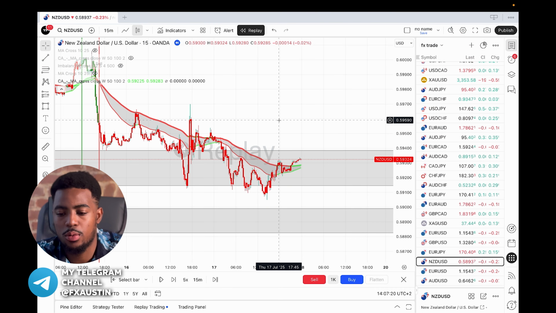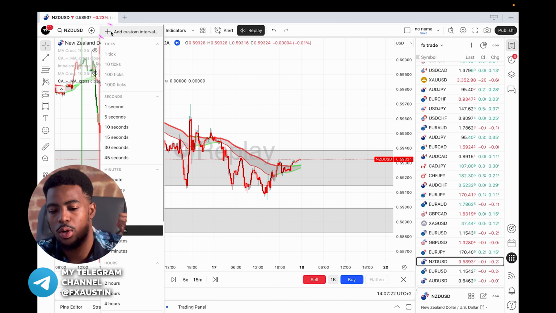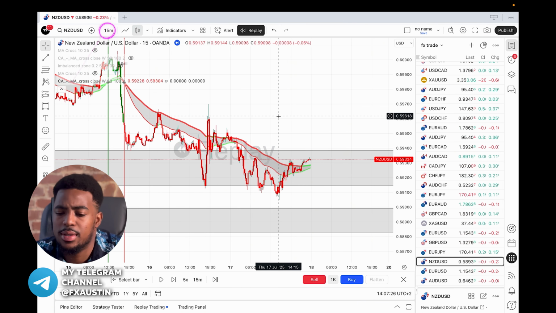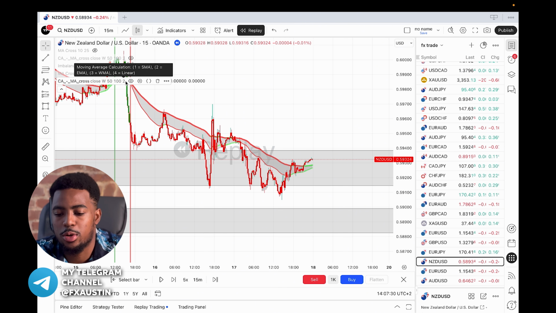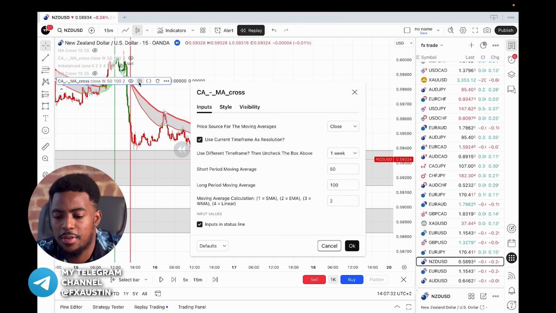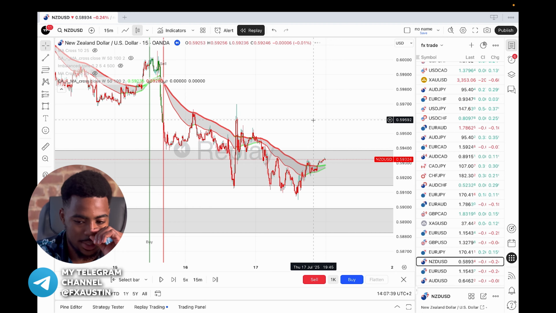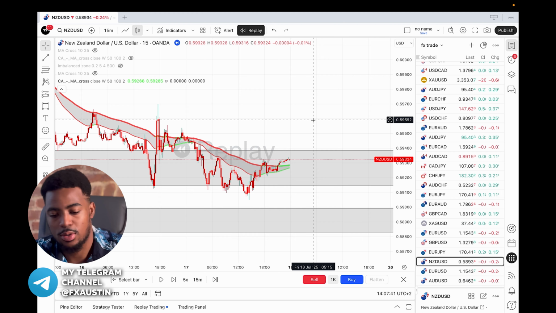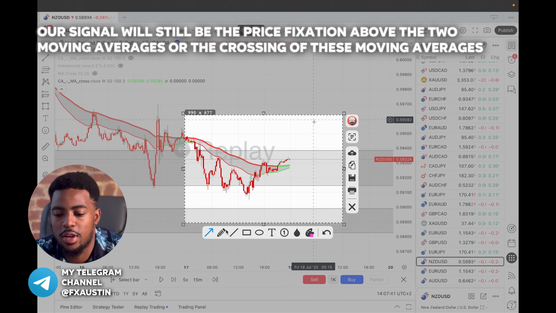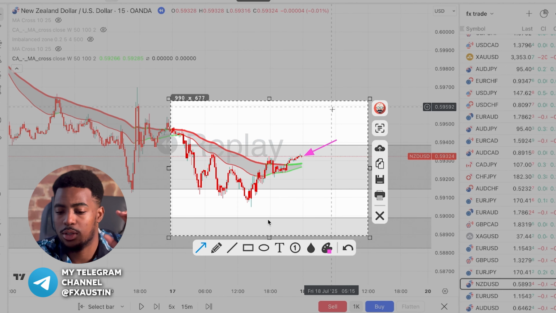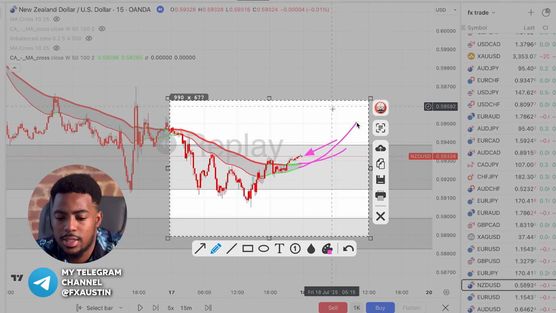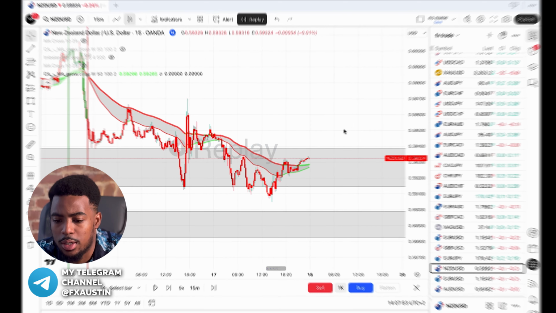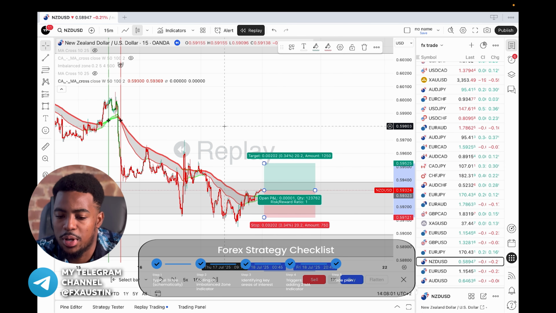In this situation, when we are preparing to enter a trade, we need to switch to a lower time frame, say 15 minutes, and here we will require moving average indicators with longer periods, such as 50 and 100. Our signal will still be the price consolidating above the two moving average lines, as in this case, or the crossover of these moving averages. In this case, I conclude that we can open a long position.